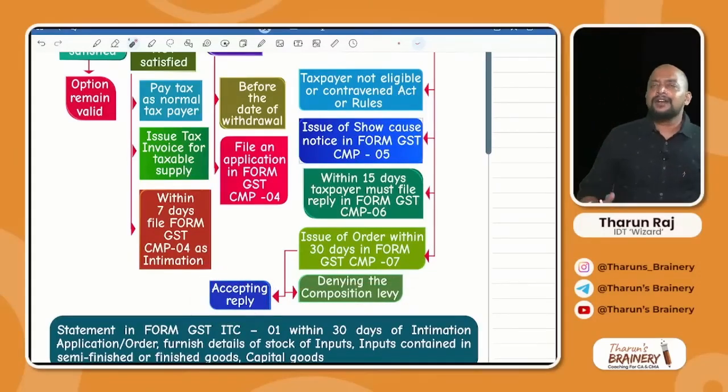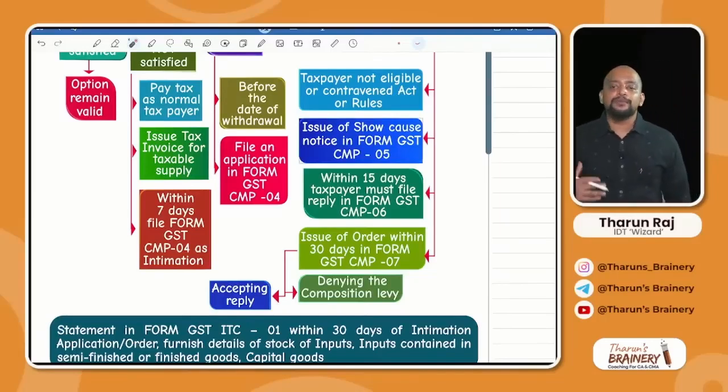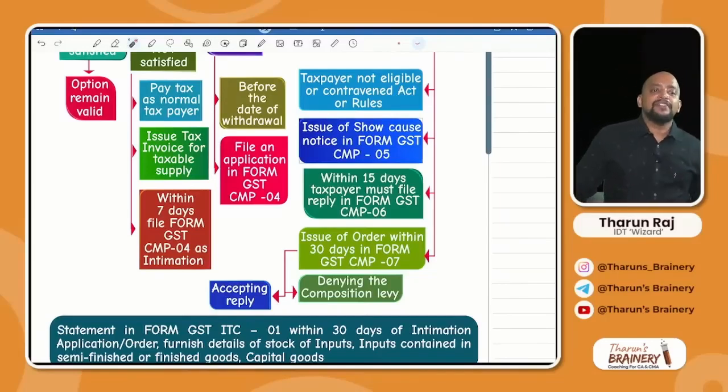Now, whenever you exit from the composition scheme and go into the normal scheme, you can avail the ITC on closing stock. Do you remember 18(1)(c)? You are under the composition scheme, you are going into the normal scheme, you can avail the ITC on closing stock. What is the ITC on closing stock? Inputs as such held in stock, inputs in WIP held in stock, inputs in FG held in stock, and capital goods also you can take. After reducing 5% for every quarter or part thereof from the date of purchase till the date of conversion, correct?